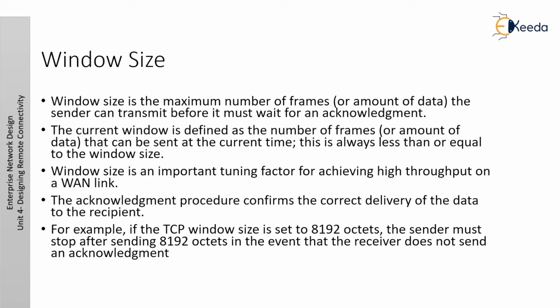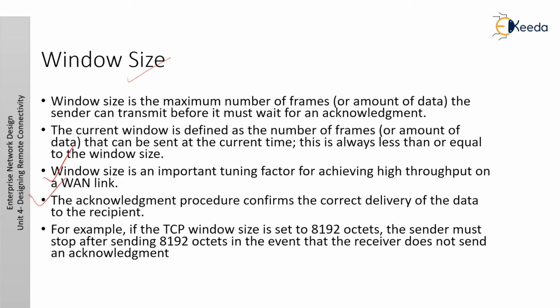Next consideration is window size. Window size is the maximum number of frames or amount of data the sender can transmit before it must wait for an acknowledgement. The current window is defined as the number of frames or amount of data that can be sent at the current time. This is always less than or equal to the window size. Window size is an important tuning factor for achieving high throughput on WAN links.